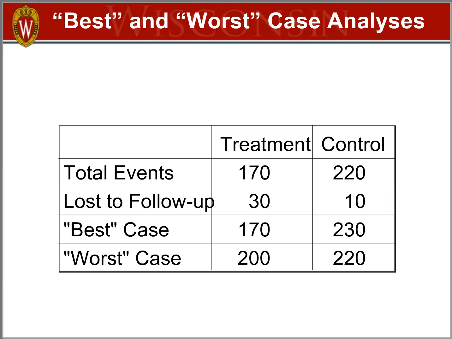This is just one such way, the best case, worst case. In this study, there were 170 events on treatment, 220 on control. There were 30 cases that were lost to follow-up, don't know what happened, on treatment, and 10 on control. Well, the best case analysis would be, for treatment that is, that there were no more events for treated patients, and all the missing data on control had an event. So you have 170 versus 230. The worst case would be that all patients missing on treatment had an event, and none on control.